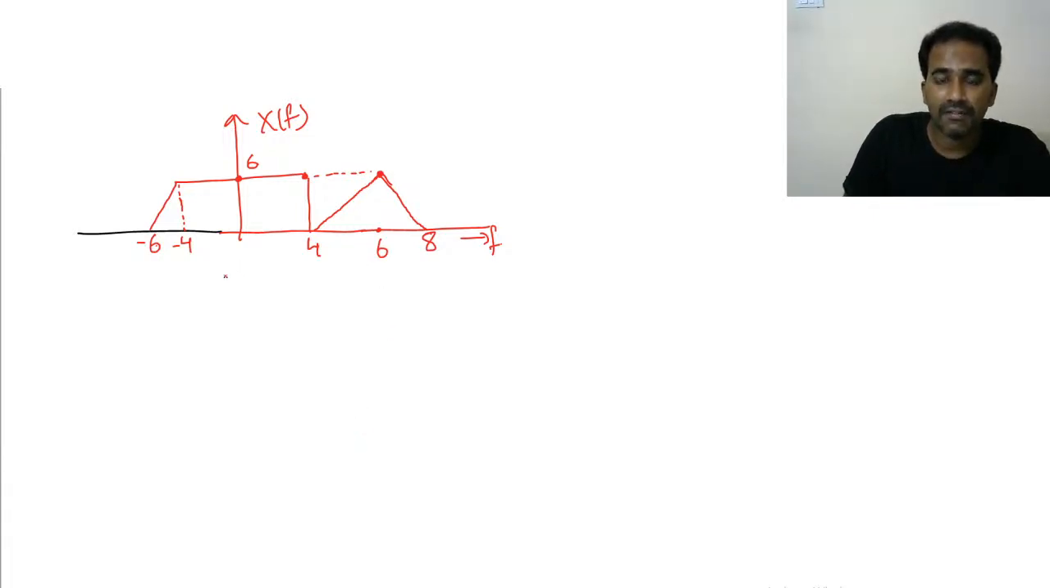Okay, so this is the graph. I have given you the graph as a function of f. You have to mind this. The previous graph was given as a function of omega. Now I'm giving you the graph as a function of f.